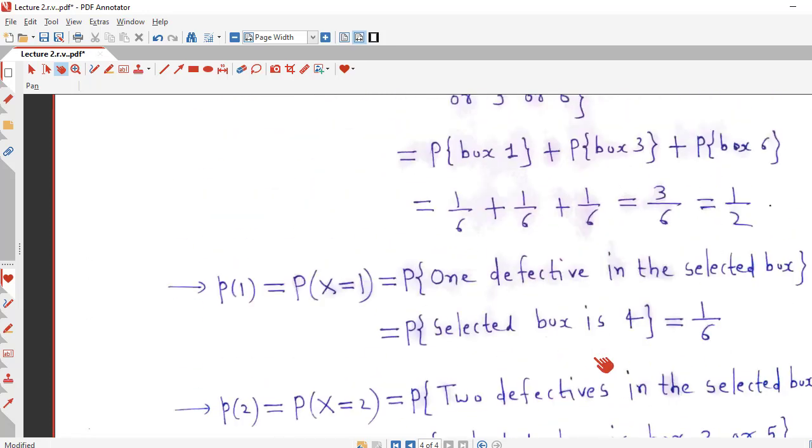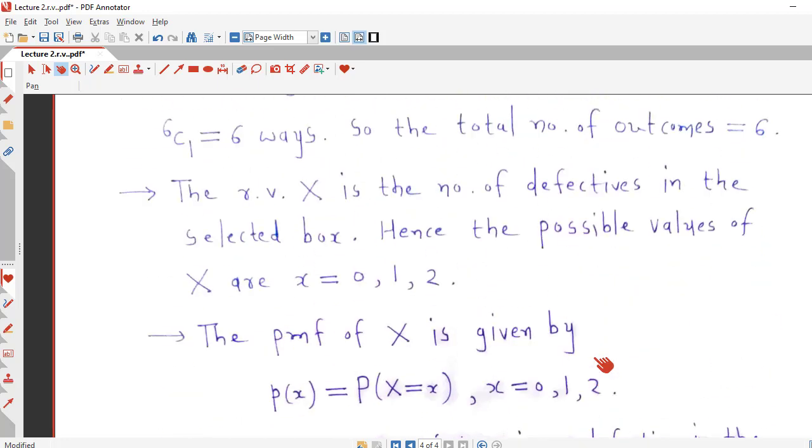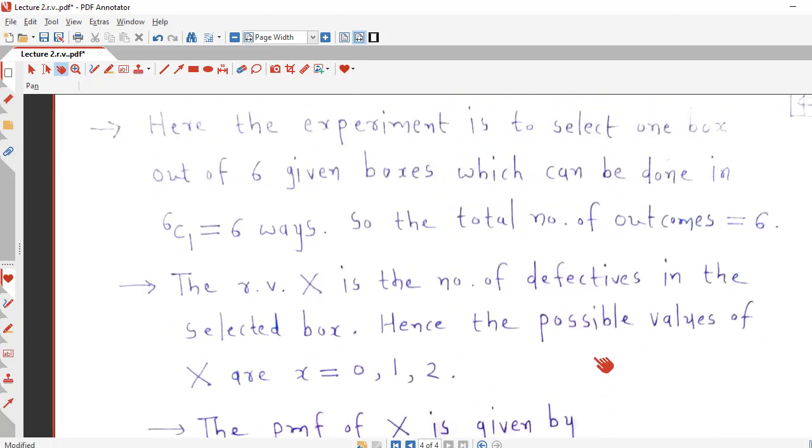So in this way we can decide probability mass function of a discrete random variable. So this is about today's lecture. In the next lecture we will discuss distribution function or cumulative distribution function of a discrete random variable.